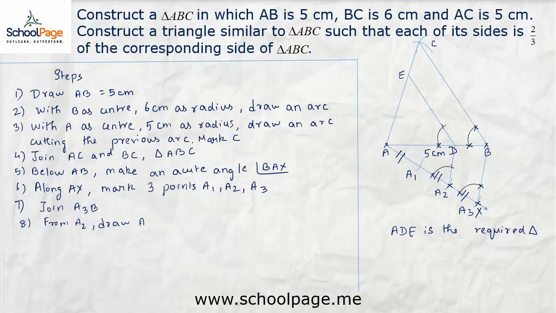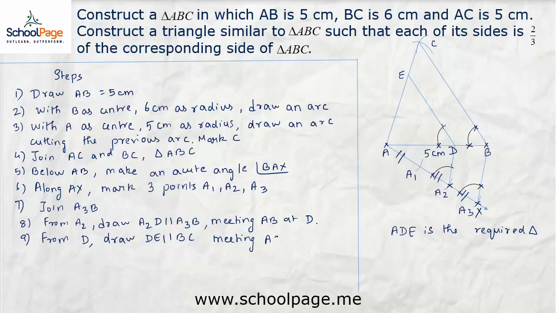The eighth step, from A2 draw A2D parallel to A3B, meeting AB at D. From D, draw DE parallel to BC, meeting AC at E. So triangle ADE is the required triangle, each of whose sides is 2 by 3 of the corresponding side of the triangle ABC.